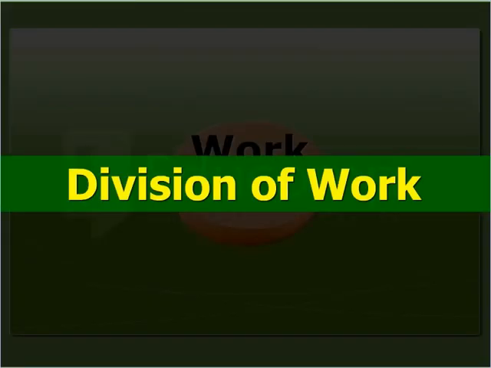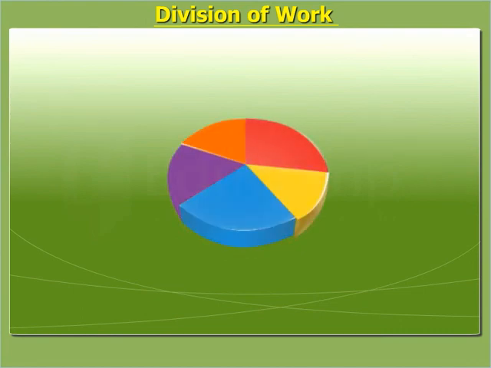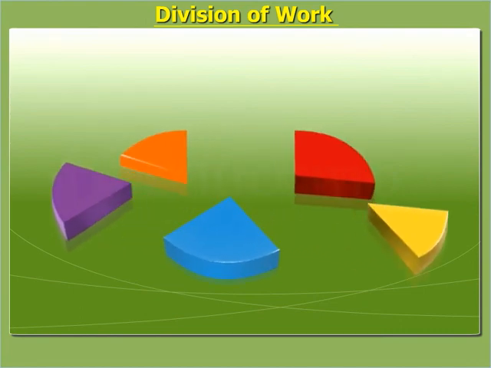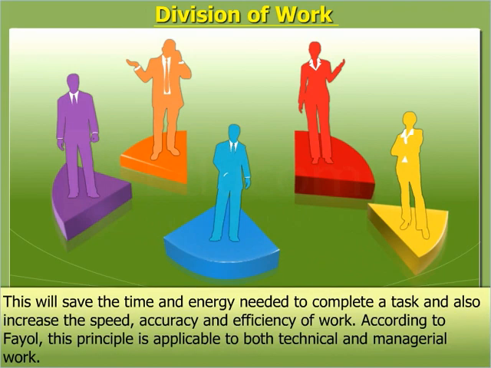Fayol's first principle of management is division of work. According to this principle, work should be divided into small tasks, and each task is to be performed by a person who is a specialist in that area. This will save the time and energy needed to complete a task, and also increase the speed, accuracy, and efficiency of work. According to Fayol, this principle is applicable to both technical and managerial work.